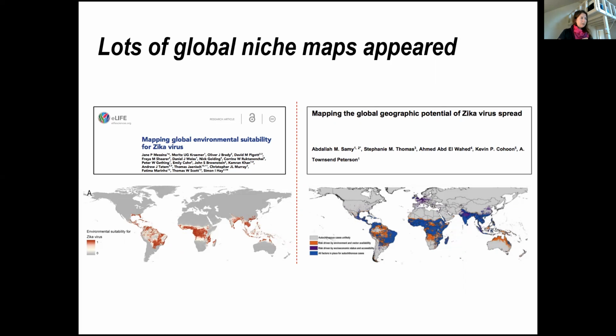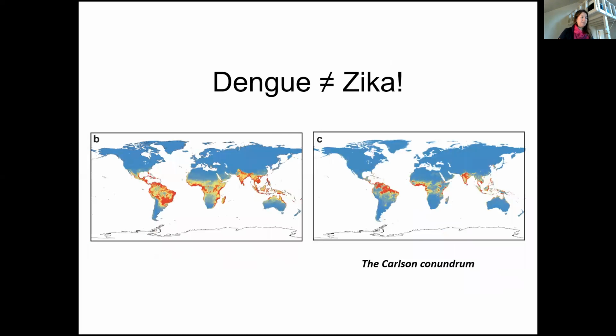And so environmental suitability maps were made for when there were Zika cases. People could make case-based niche maps. People could use these Aedes aegypti maps to inform what's going on. People can use dengue maps to inform what's going on. And so there were a lot of global niche maps appearing at the same time.